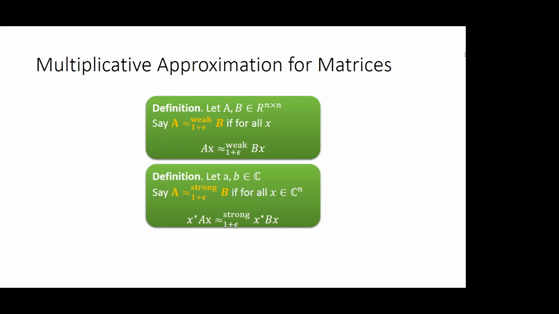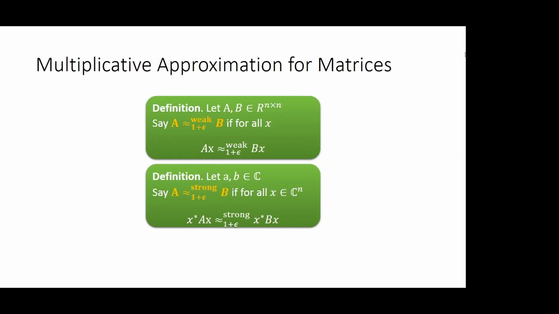So it's very important here that we allow the vectors to be complex. In the previous definition, it doesn't really matter whether you let the vectors be real or complex; the definition's equivalent. But here it is important that it's complex. And so we require that the complex numbers x conjugate transpose Ax multiplicatively approximate the complex number x conjugate transpose Bx for all values of x. So essentially, we're requiring that the complex-valued quadratic forms of these matrices multiplicatively approximate each other for all inputs, in the sense of multiplicative approximation for complex numbers that we defined on the previous slide.